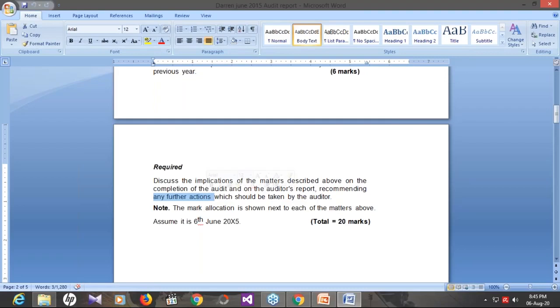You need to understand that when a student is not able to manage his time in the exam, what he does normally is he just starts writing, he evaluates the matter according to the accounting treatment, and then he goes towards part B and then part C. So he doesn't have much time left to evaluate further actions or the impact of that accounting treatment on the audit report. So how are we going to tackle this type of question?